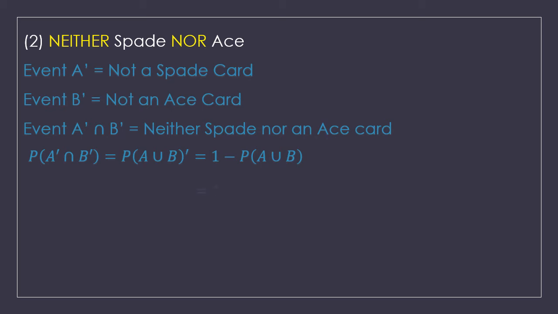Now probability A union B we just calculated in the previous subsum. So 1 minus 4 upon 13, when we find the LCM here, it will become 13 minus 4 upon 13, and the answer will be 9 upon 13. So the event where it is neither spade nor S card, the probability of happening of that event is 9 upon 13. So the union of events was 4 upon 13 and its exact opposite is 9 upon 13.